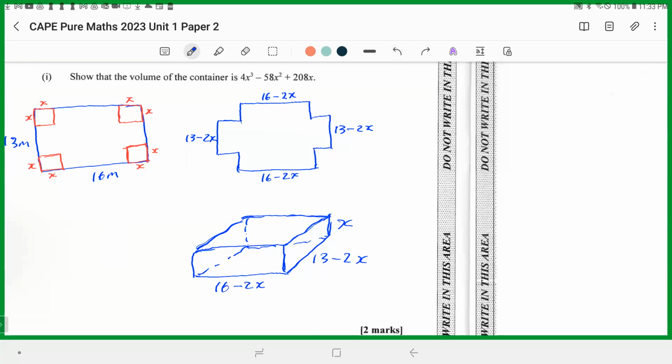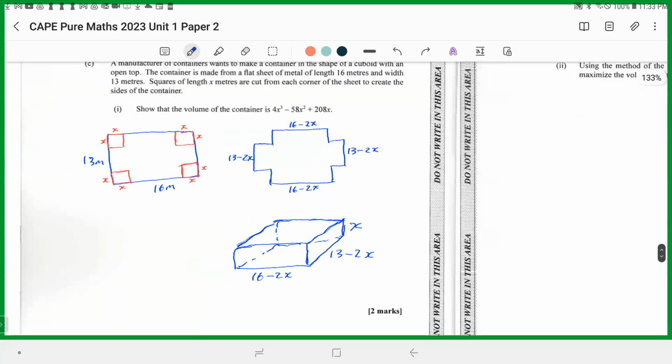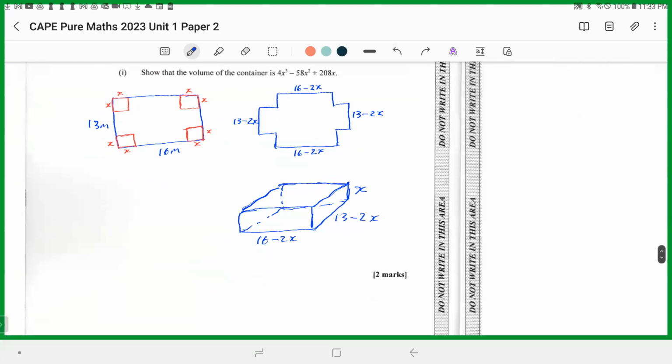And then the volume is just the product of these things. So I just drew the diagram to show you what is happening. You could have figured it out. So to show the volume, the volume becomes this times x. I can put x times these two: x times 13 minus 2x times 16 minus 2x. And that's what I'm multiplying now.